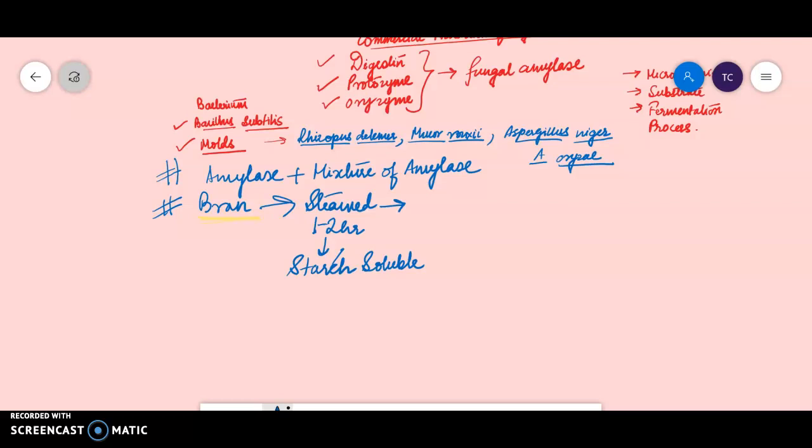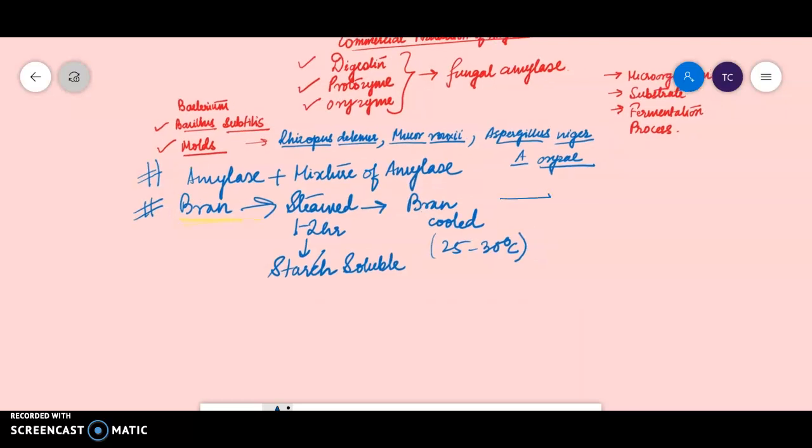Once you steam it for 1 to 2 hours, to make the starch soluble and to kill the microorganisms, the bran is cooled to 25 to 30 degrees C. Then the cooled material is inoculated with the starter culture.